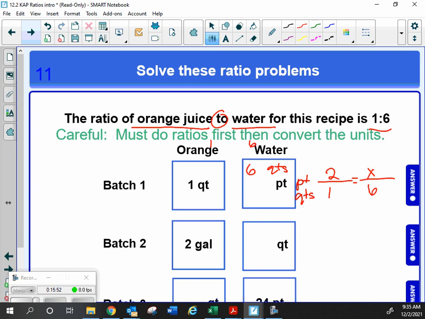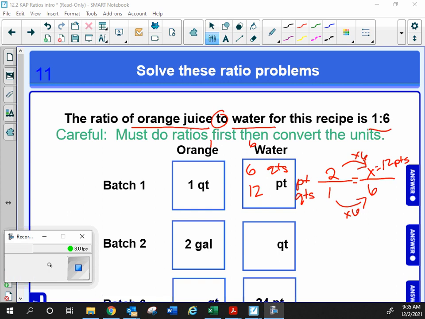So class, what do I need to do? Times 6 to give me 12. Okay, and again, that's 12 pints. Y'all see how I would do that? Okay, try number 2. Try batch number 2. Pause and play when you're ready. Let's start with how many gallons this should be. How many gallons should this be, class? 12. Are y'all confident with that, or are y'all sort of guessing?